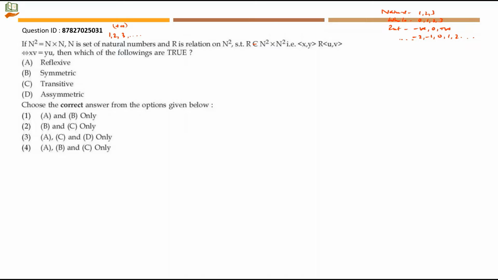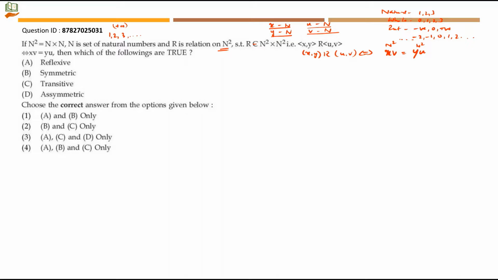That is, variable x is a natural number, variable y is a natural number, again variable u is a natural number, and variable v is a natural number. Now just represent this as a relation. X comma y relation u comma v states that x into v equal to y into u. X is a natural number, v is a natural number, which is actually n square here, n into n. And similarly, y is a natural number and u is a natural number, so this is also n square. Now they are asking which of the following are true.